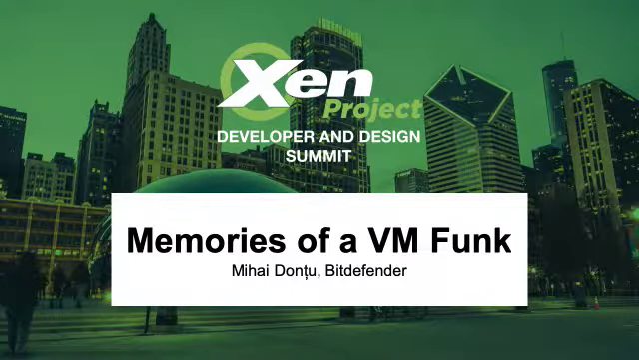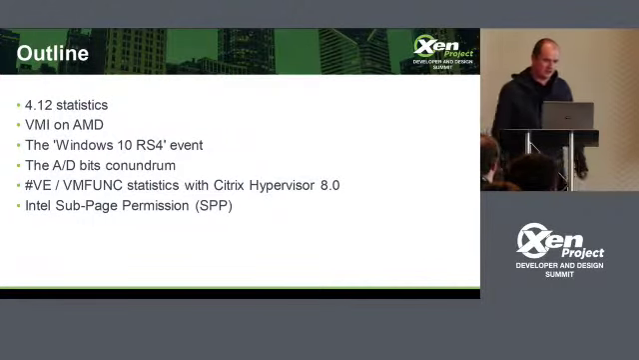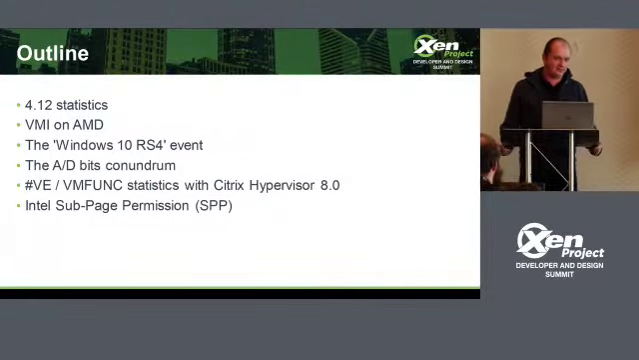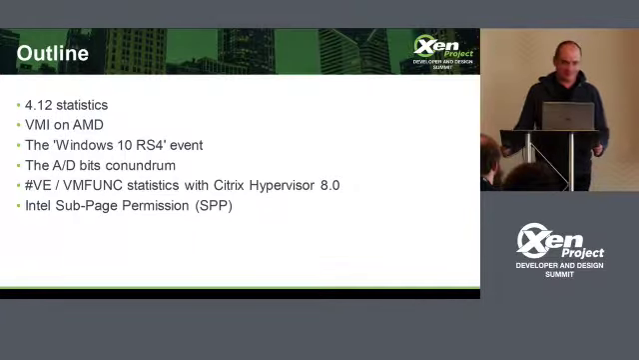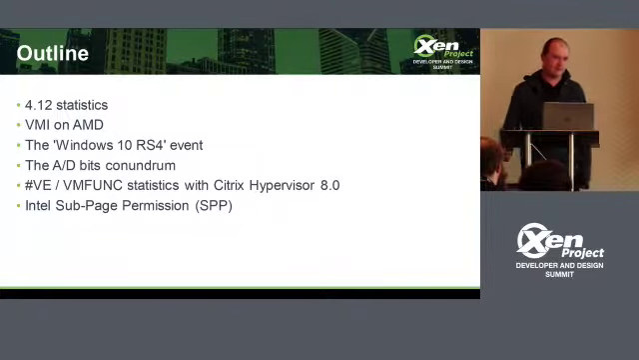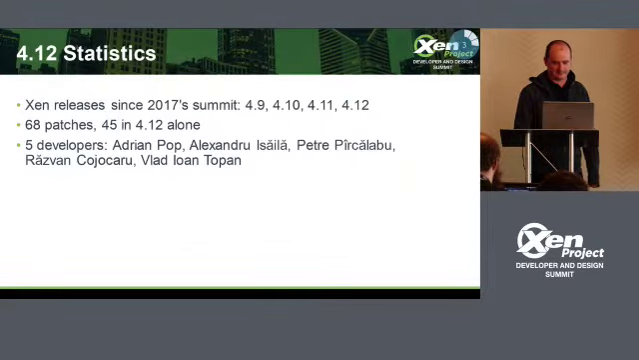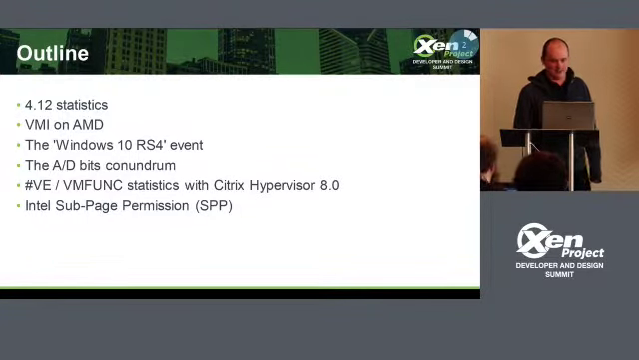I'll start with a very short statistics on our work for 4.12. I'll talk about VMI on AMD, a phenomenon, so to speak. I'll call it the Windows 10 RS4 event. The ongoing discussion about access and dirty bits updates, an emulation we're working on, statistics for HashV and VMFUNC, LP2M for the Citrix Hypervisor, and I'll talk a little bit about Intel SPP, subpage protection that became permission.